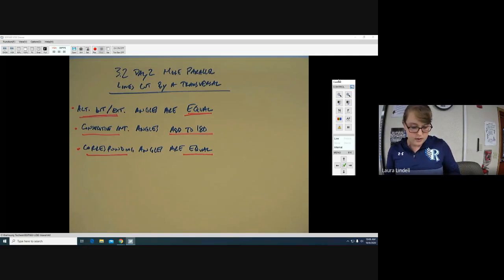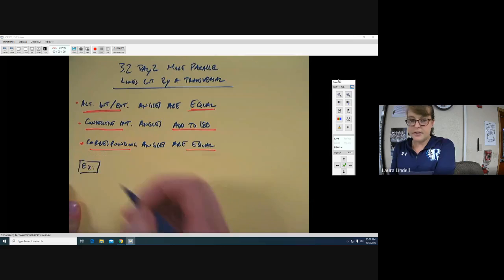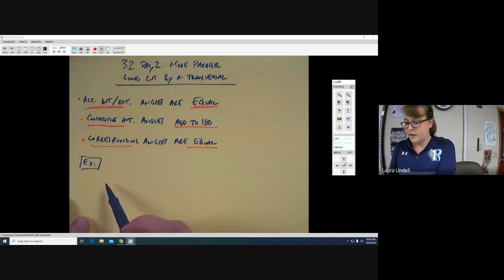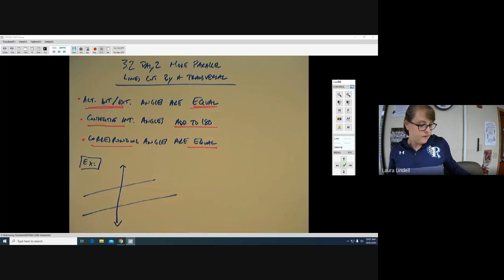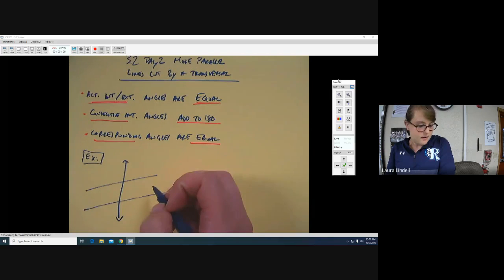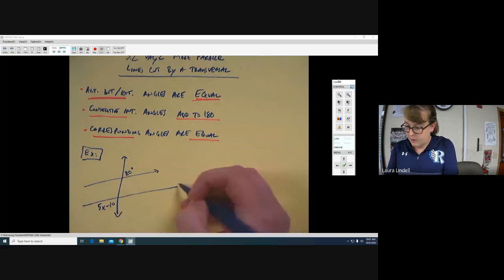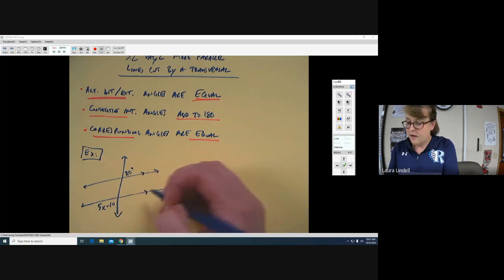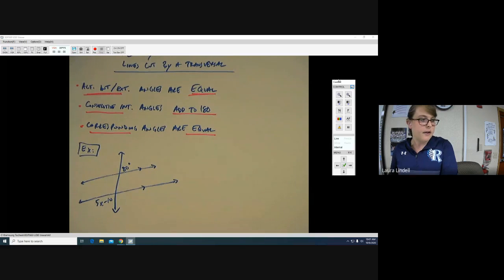Okay. So we're going to put some algebra into this. We're going to start with some examples of how we might see algebra in problems like this, or in situations like this. So let's start by drawing some parallel lines and a transversal. All right. And we might see something like this, where we've got lines that are parallel. We have a transversal, and we know that this angle is 80 degrees, and this angle is 5x minus 10 degrees. And we want to solve for x.